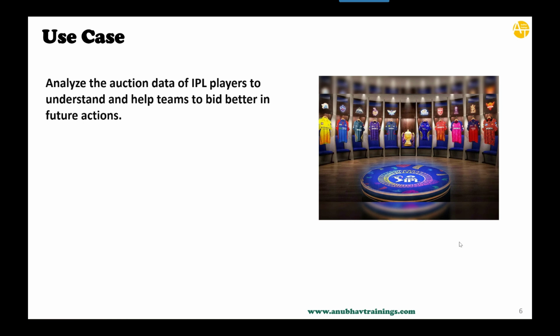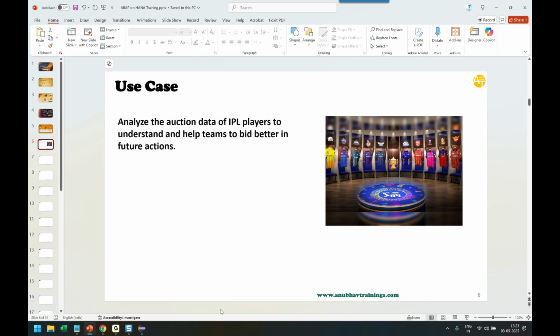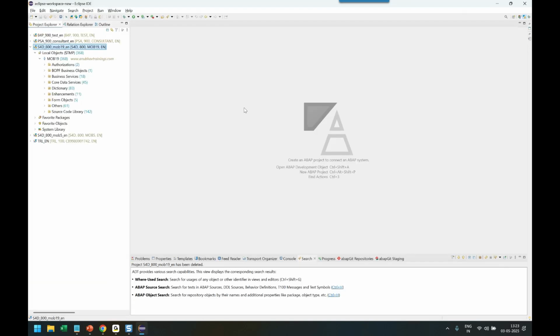I have already created a database table and uploaded the past years' auction data. On top of it, we are now going to create an application. To be able to do that, first let me show you our database table. This is called ABAP Development Tool on Eclipse. It will be our preferred development tool as part of our training journey.